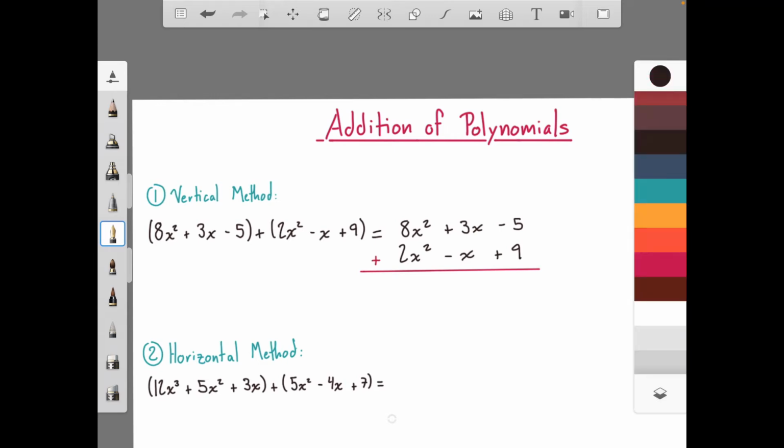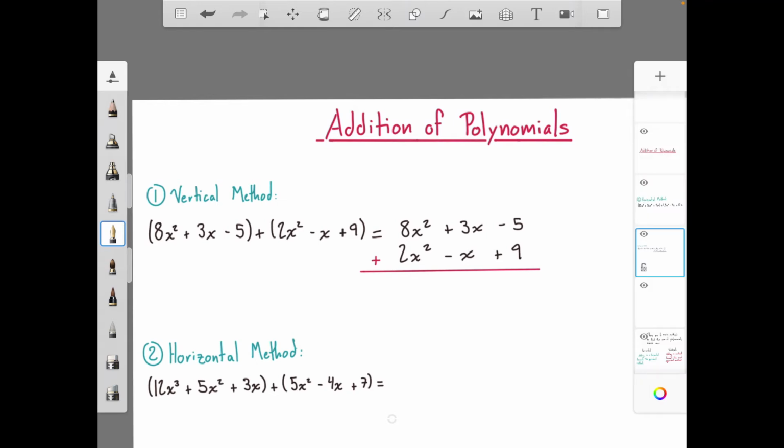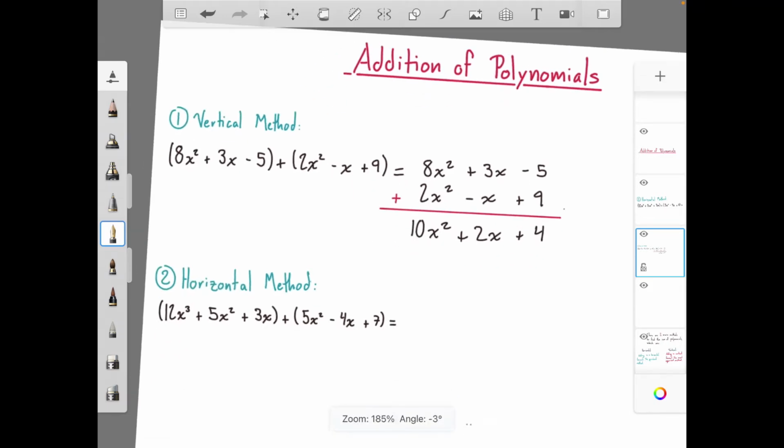So now we're going to add negative 5 plus 9, which is equal to 4, and 3x minus x, or 3 minus 1, is equal to 2. Remember that it's very important to keep that x. So 2x, and the final one is 8 plus 2, so it's 10x to the second power.